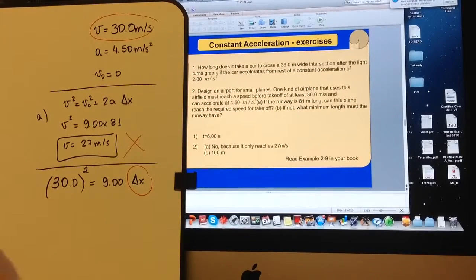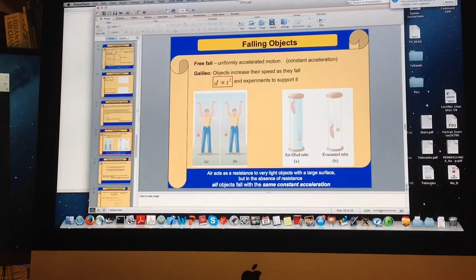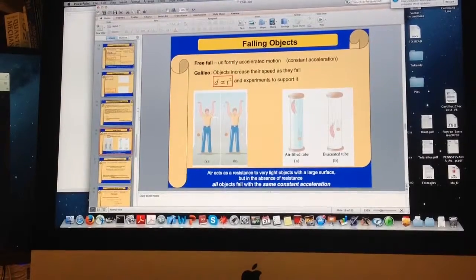Alright, so we are done with this problem, and then we move on to the next topic, which is freefall. Freefall will be the topic for the next movie.